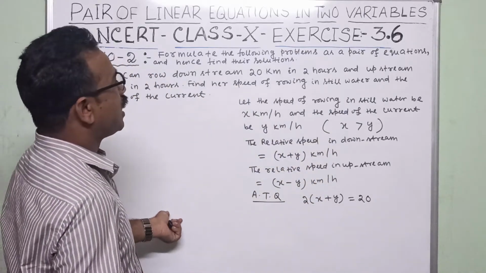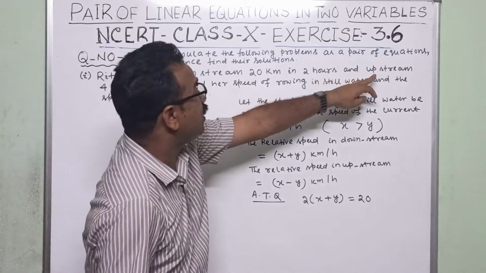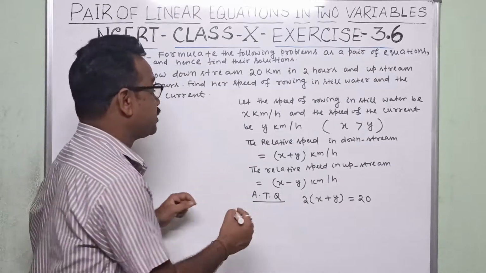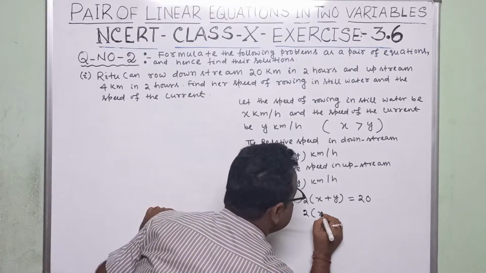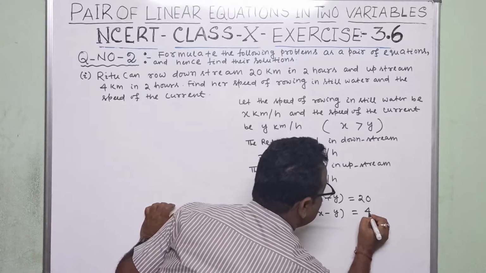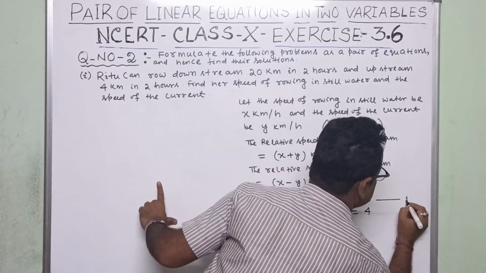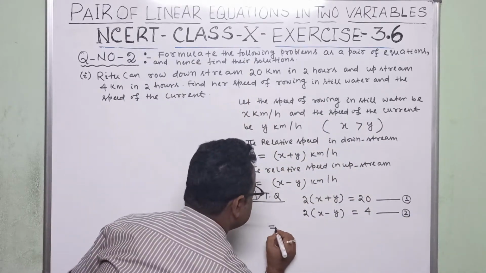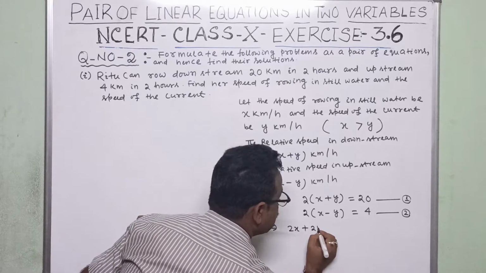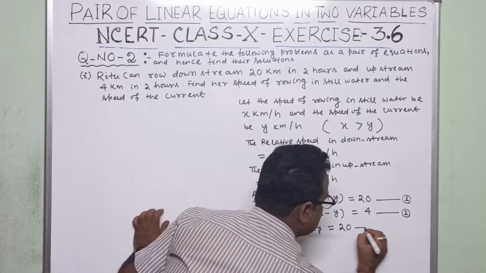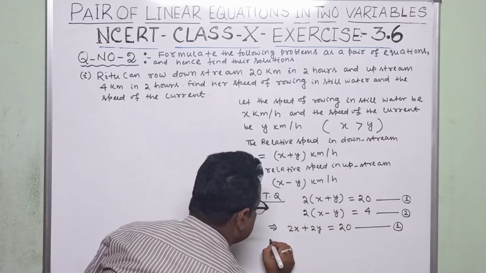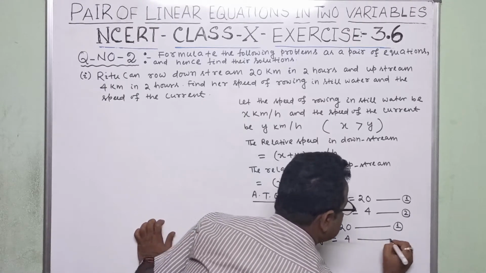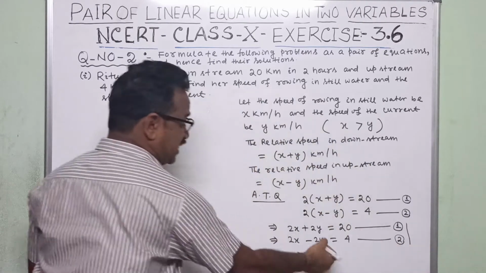Again, upstream 4 km in 2 hours. This is your downstream. Again upstream, same 2 hours. 2 into (x minus y) is equal to 4. Okay. So this is your equation 1. This is your equation 2. Now we will solve this. That implies 2x plus 2y is equal to 20, same equation 1. By simplifying it, we will get 2x minus 2y is equal to 4, same equation 2. We are just simplifying here.